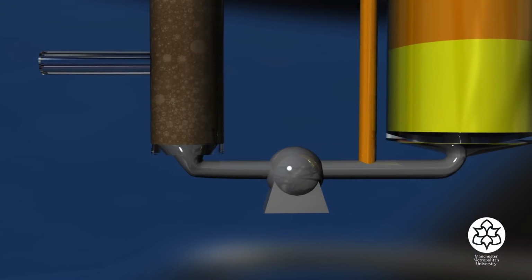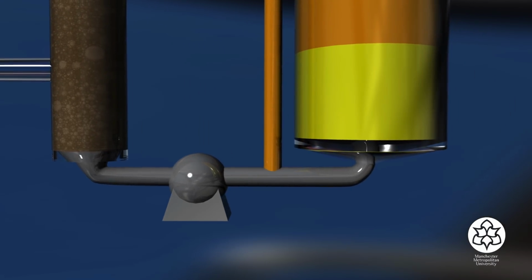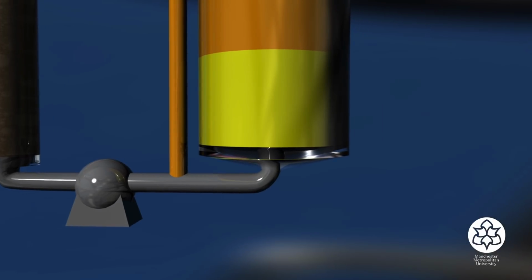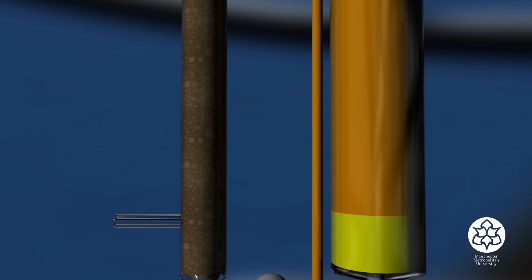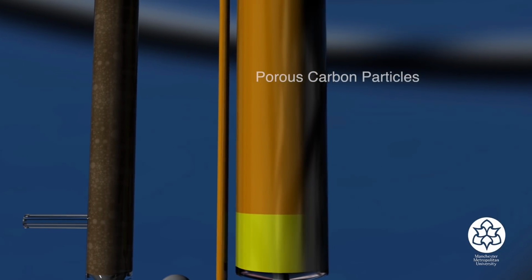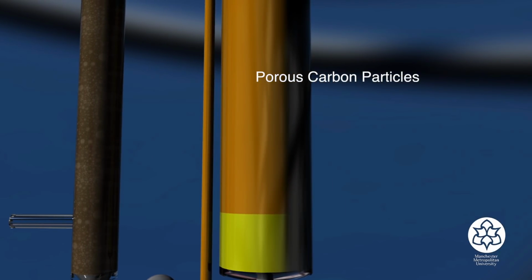The aerated wastewater is pumped from the base of the aeration column to the base of the expanded bed column. As the aerated wastewater flows up through a bed of porous carbon particles, it imparts a drag force on those particles, lifting them up and separating them and thus expanding the bed.